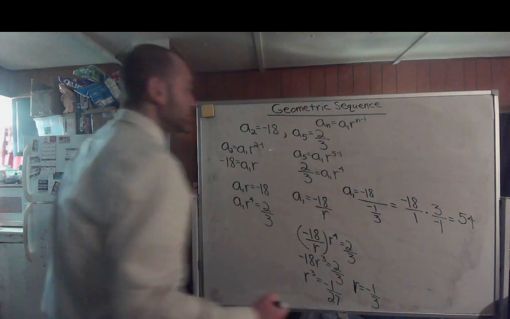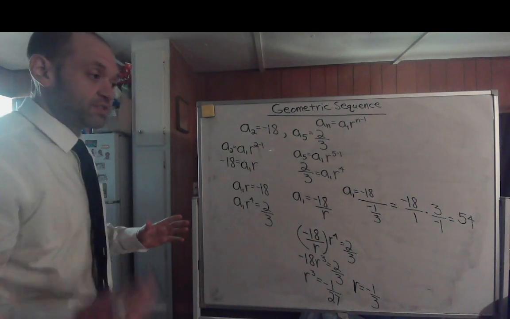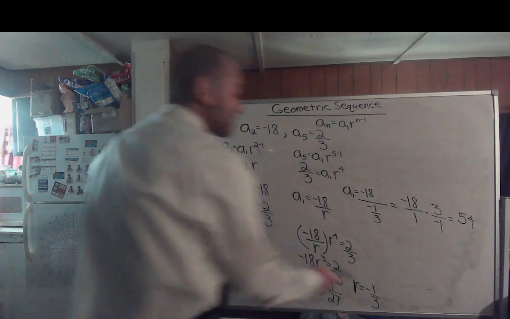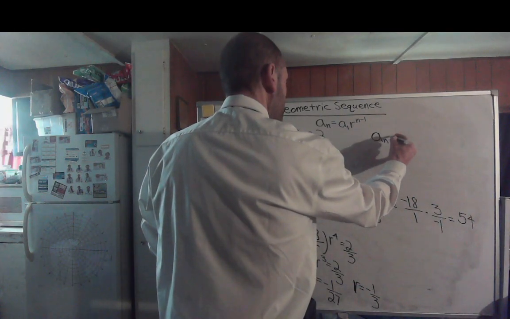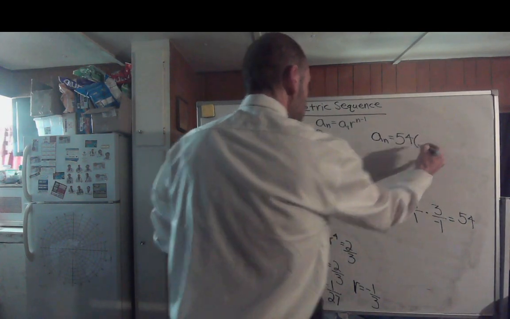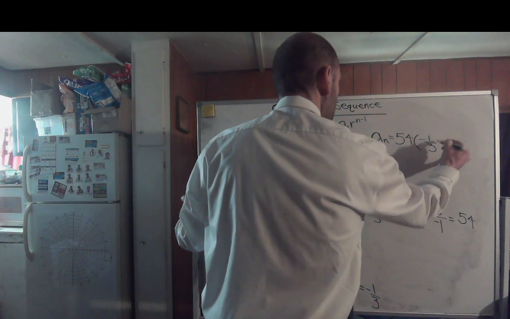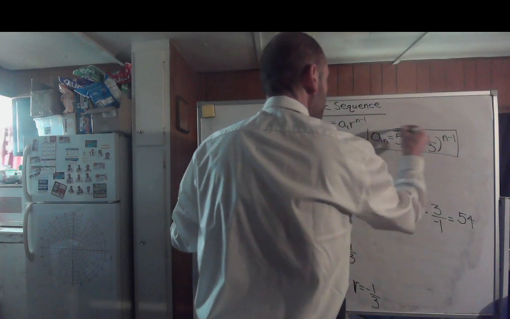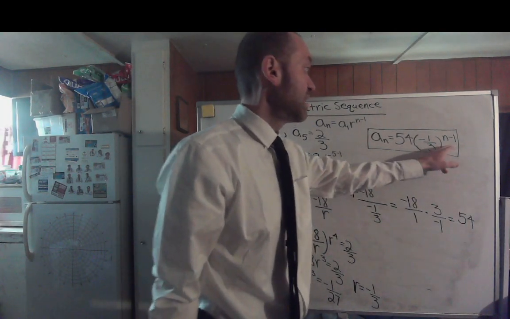That means my first term is going to be positive 54. Now we have a hope of finding the formula for the nth term of the sequence. We know both the a sub 1 and the common ratio. So the formula for the nth term of the sequence is going to be my a sub 1, which is 54, times my common ratio of negative 1/3 to the n minus 1 power. So there's my formula for the nth term of the sequence. A sub n equals 54 times negative 1/3 to the n minus 1 power.